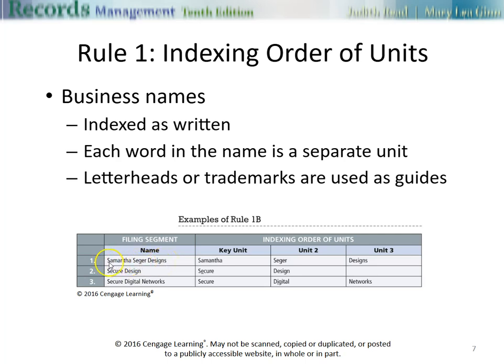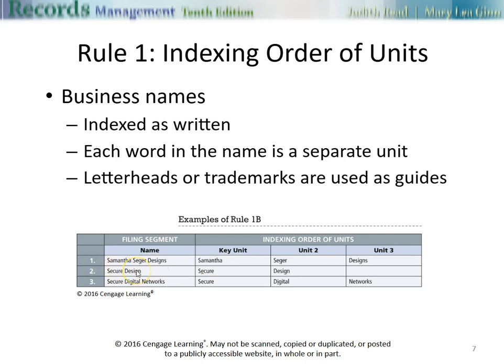So here, if we take a look at this first example, we have Samantha Seeger Designs. Although it has somebody's name in it, this is still a business name. If it was just Samantha Seeger, that would be a personal name. But Samantha Seeger Designs tells me this is a business name. Because it's a business name, each word is a separate unit, but we don't rearrange them. Our key unit is always going to be the first word in our filing segment. So Samantha is our key unit, Seeger is unit 2, Designs is unit 3.